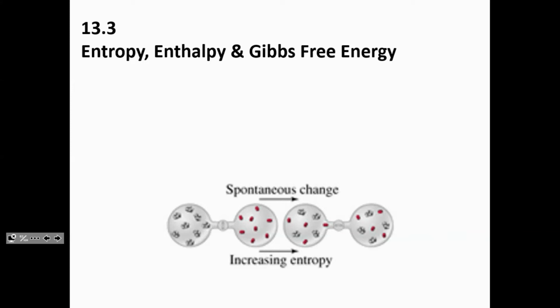Howdy, students. This is going to be our last section, so this will be 13.4, and we're going to cover a few things today. We're going to cover entropy, enthalpy, which should sound familiar, and Gibbs free energy. So we're looking at three different variables today, and they're actually all going to be interconnected. Entropy is going to be delta S. Enthalpy is a delta H, and then this Gibbs free energy is actually a delta G.